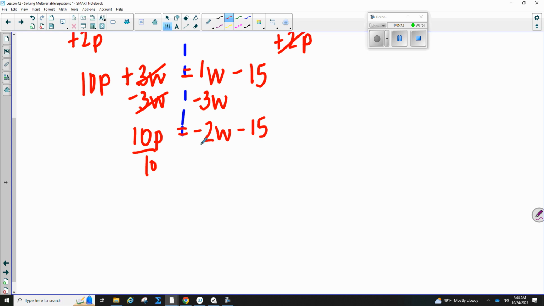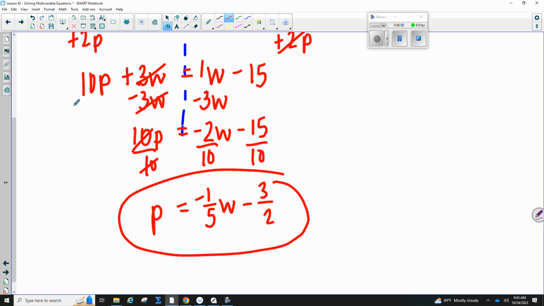All right, which means I'm going to need to reduce. Okay, these cancel out. Negative 2/10 is negative 1/5. All right, so reduce that. Same with this 15 over 10. 5 goes into that 3 times. 5 goes into that 2 times. And we have our final answer for p.